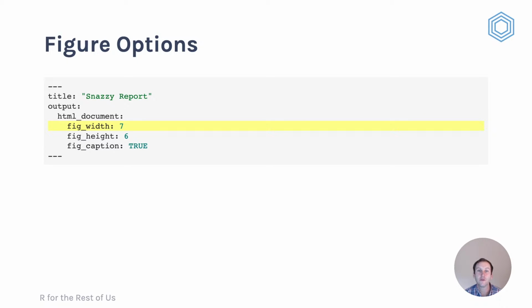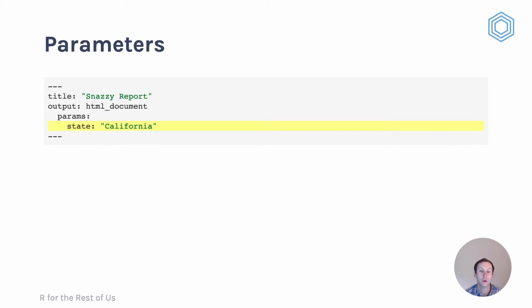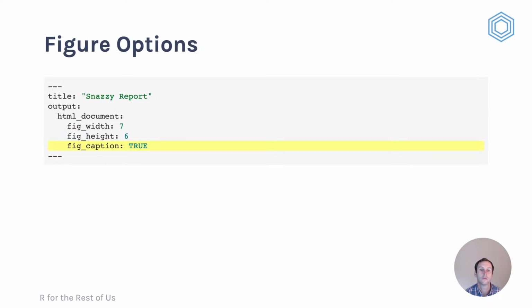We can also set default figure options within our YAML. So we can set figure width using fig_width, figure height, same thing. And then figure captions we can set using fig_caption equals true.